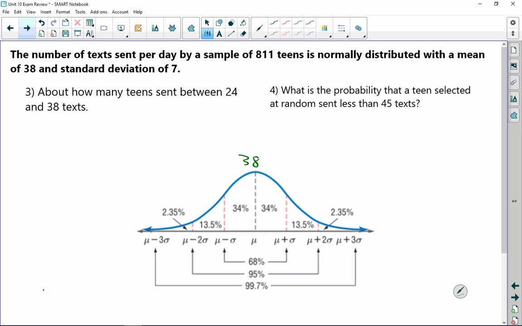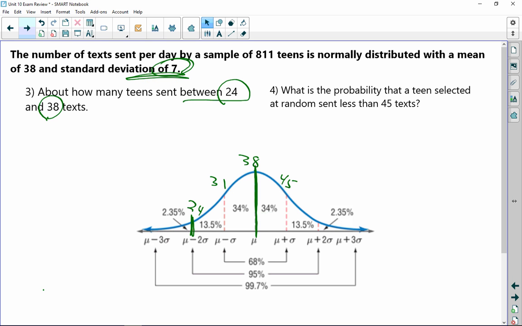My next number going to the right is how much? 45, right? Because my deviation is 7. Going to the left, it's going to be 31. Okay, what's the next line going that way? 24. Now, can I stop? Because what's it asking for? Between 24 and 38. So I can stop because that accounts for this part and this part. Everybody with me so far?